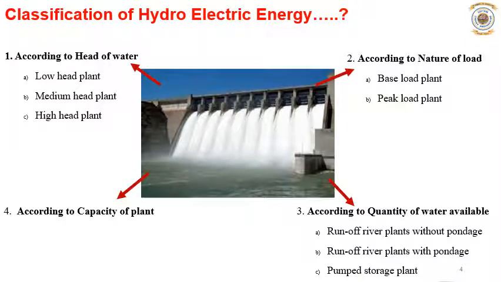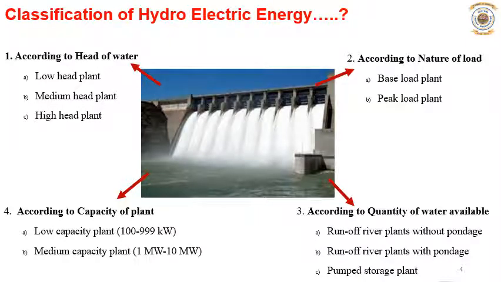Next, according to the power production capacity of the plant: low capacity, which is 100 to 9900 kilowatt, nearly 1 megawatt. Then medium capacity, 1 megawatt to 10 megawatt. If it is more than 10 megawatt, then it is termed as a high capacity plant. These are the classifications of hydroelectric energy. We will see in detail what these are.